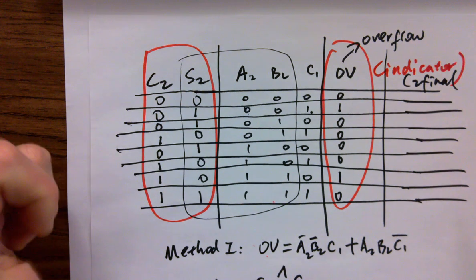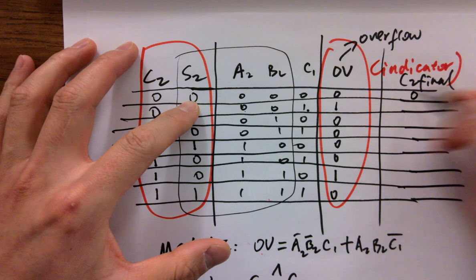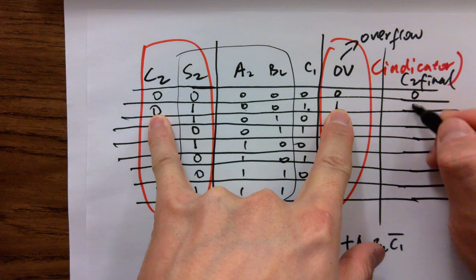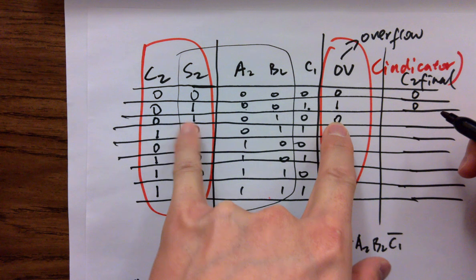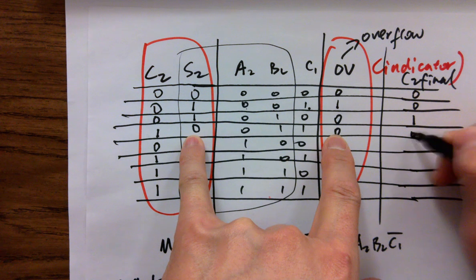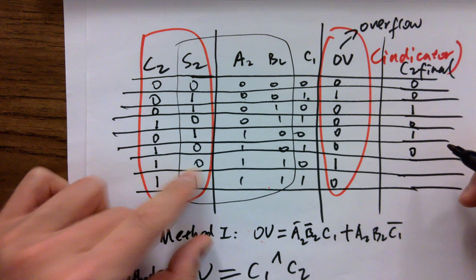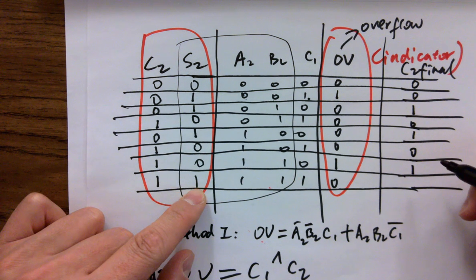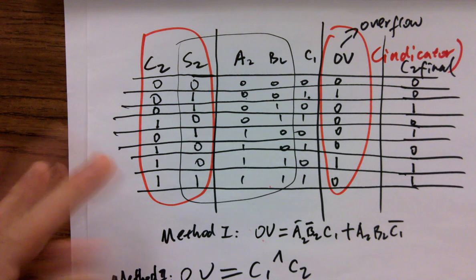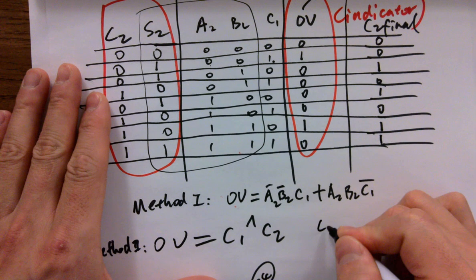When there's an overflow, use which one as the C final? No overflow, which one? S2, right? When there's overflow, use which one? Adopt C2. No overflow, adopt S2. So these two are S2s. Overflow, C2. No overflow, S2. So C2 final equals what?